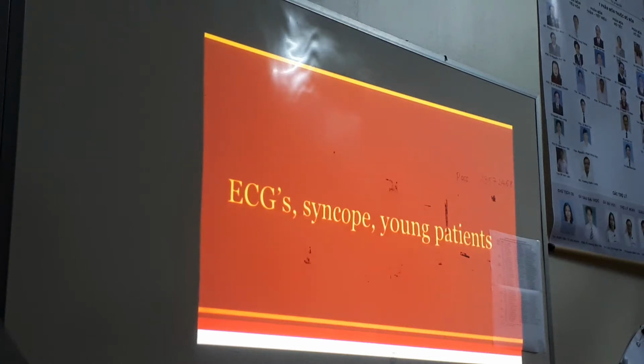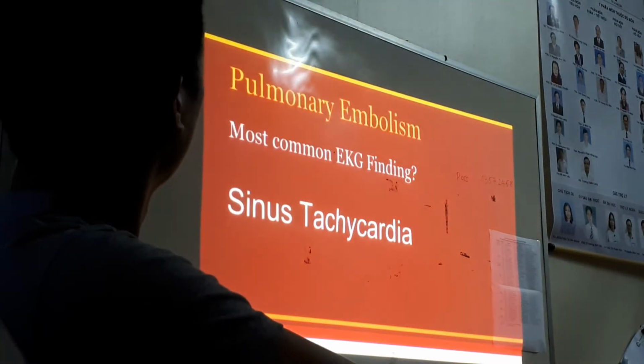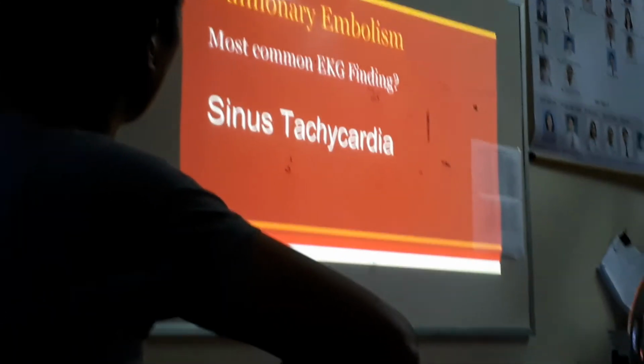Does anybody know the most common EKG finding for pulmonary embolism? S1Q3T3. So that's the most specific finding, but not the most sensitive. Specific means that if you see that, there's a good likelihood that it is pulmonary embolism. But the most common thing to find on EKG is tachycardia. Sinus tachycardia is the most common thing you'll see in pulmonary embolism.